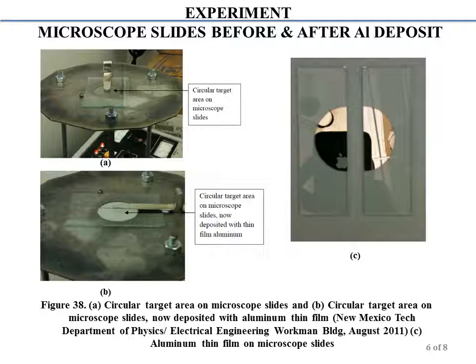The next slide shows the microscope slides before and after. You can see the circular target area on the microscope slides before, and the circular target area on the microscope slides after, deposited with the aluminum thin film. And this was after the aluminum staple was heated by the tungsten filament and the flash deposition occurred. And in C, you can see essentially through a layer of aluminum oxide, which grows almost instantaneously, the excess of aluminum that was deposited, and it's there as a thin film beneath the aluminum oxide.